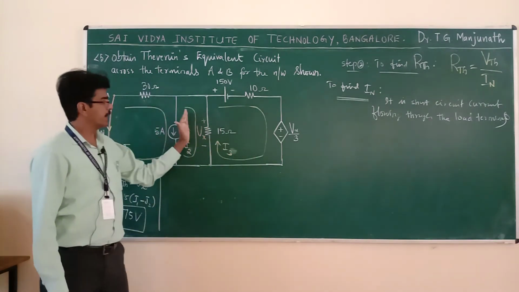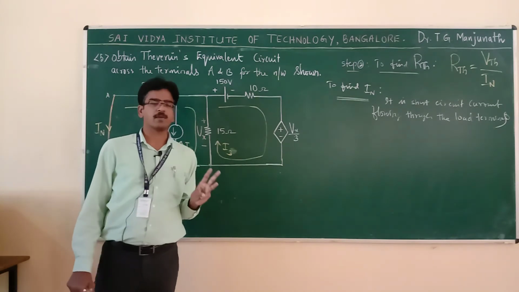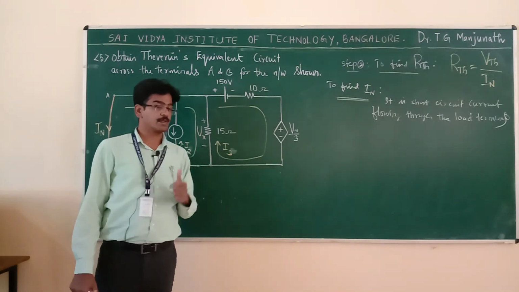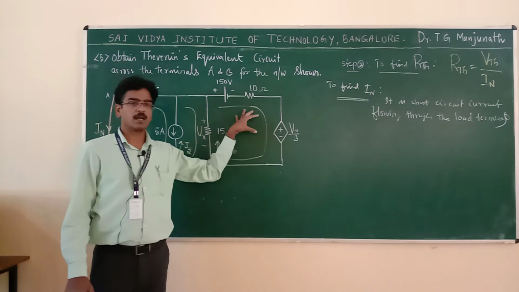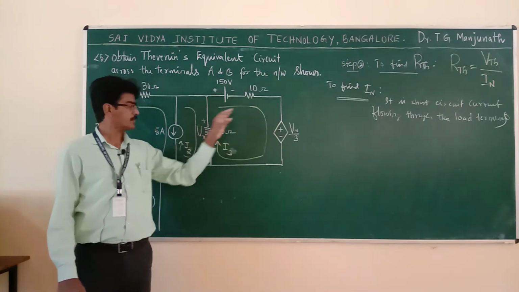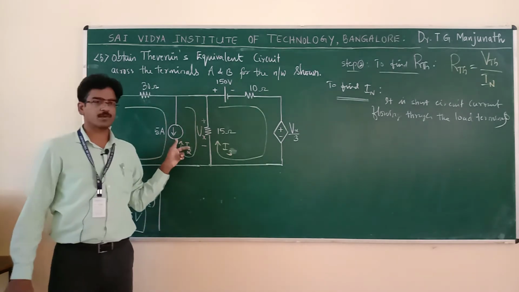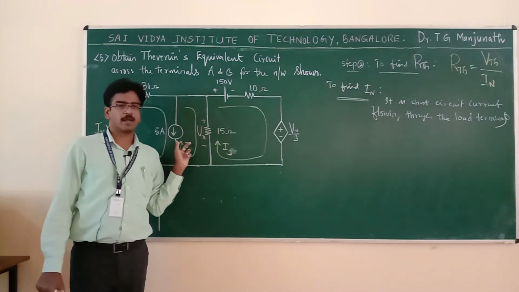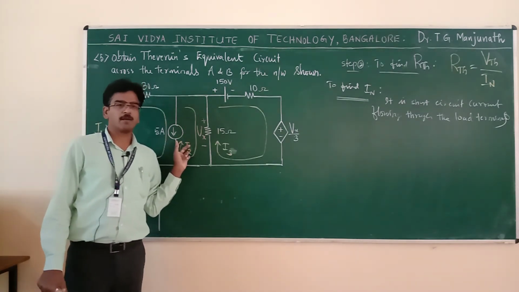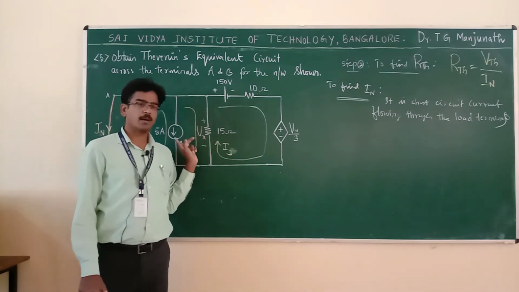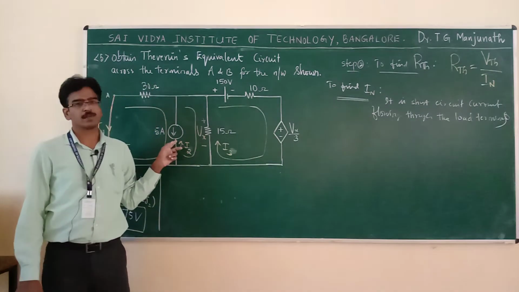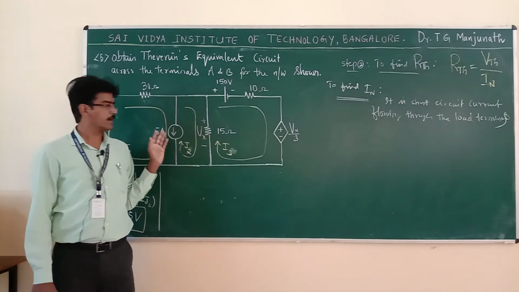You have 3 unknowns. To solve 3 unknowns, I need 3 equations. One equation I will get from loop 3. Then how to get two more equations? Whenever you have a current source, you have to write current equation. The number of current equations is equal to number of ideal current sources that are present in the network.